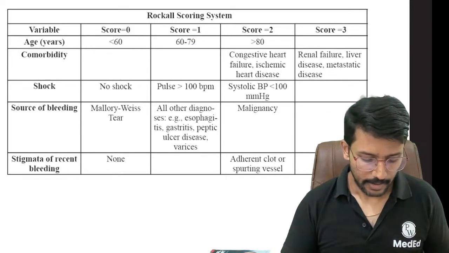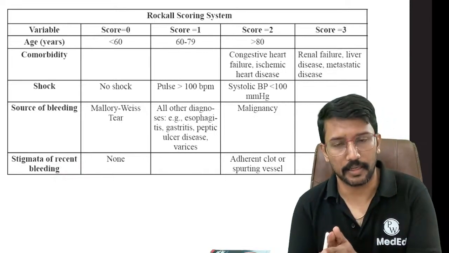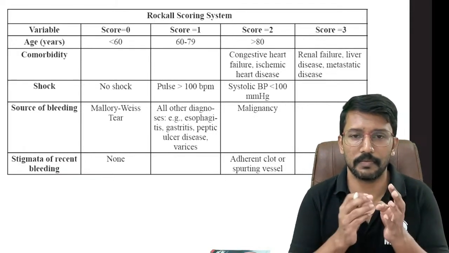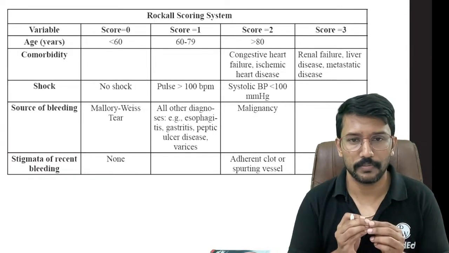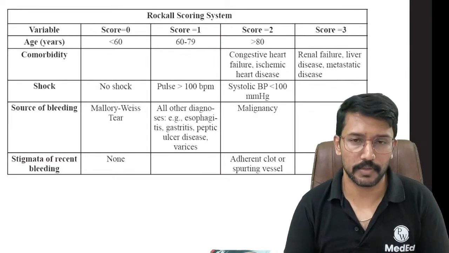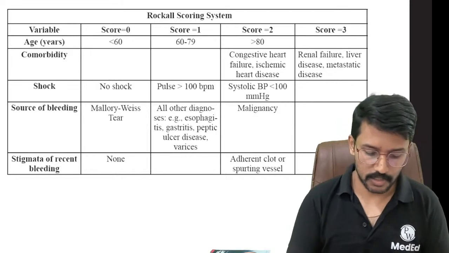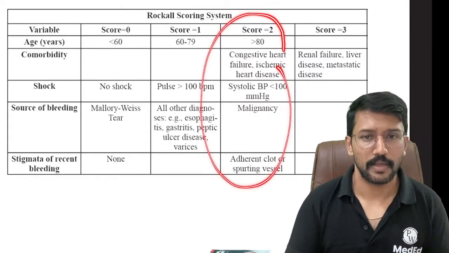And another important endoscopic observation is the stigmata of recent bleeding. What is that stigmata of recent bleeding? It means if there is an adherent blood clot or a visible bleeding or non-bleeding blood vessel, that means there is a very high risk of rebleed. Such cases we will give some high points.